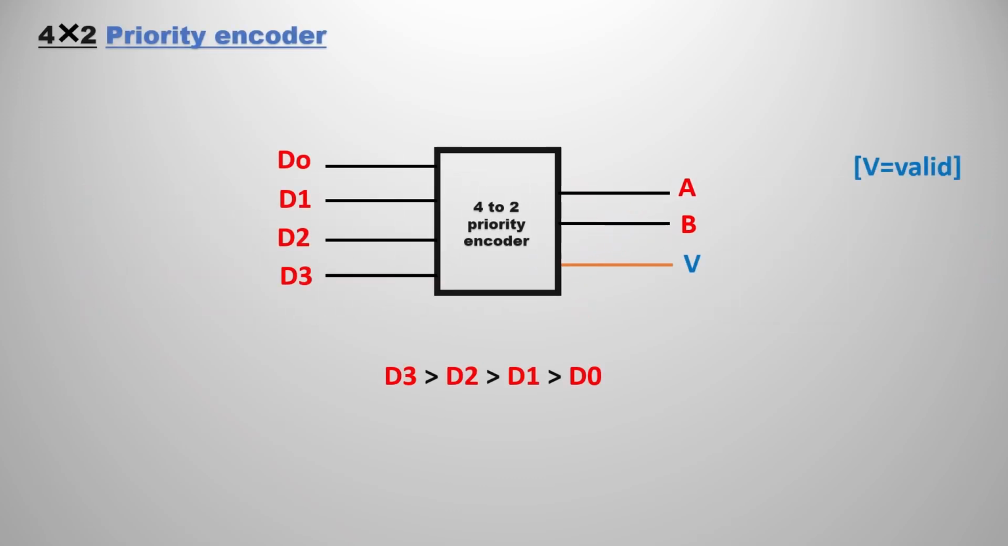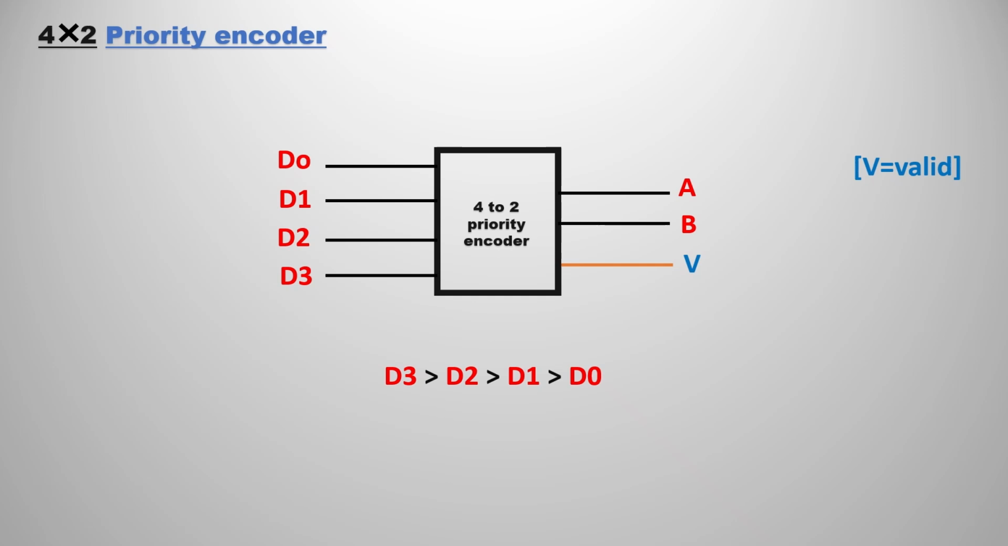In the previous encoders video we discussed it in brief. This is the 4x2 priority encoder, not the normal encoder. As in the normal encoder, we have 4 inputs and 2 outputs. Along with that we have another line called V. V means valid output. In decoders we have a line called the enable line, and we saw the uses of that. In this priority encoder we have a line called the valid line. This makes the priority encoder very useful.